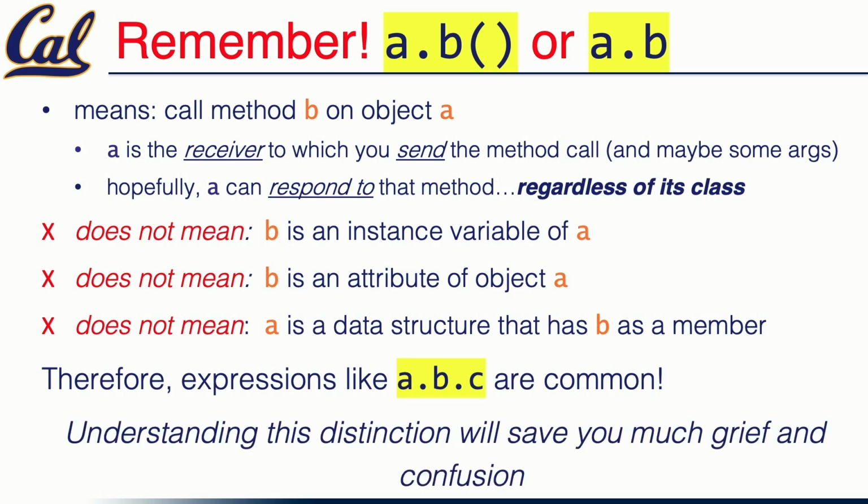So understanding this distinction and remembering this simple rule, a.b always means call method b on receiver a, and all that matters is whether a responds to or implements that method call. That's all you care about. That will save you a lot of time and grief as you start to learn this language.